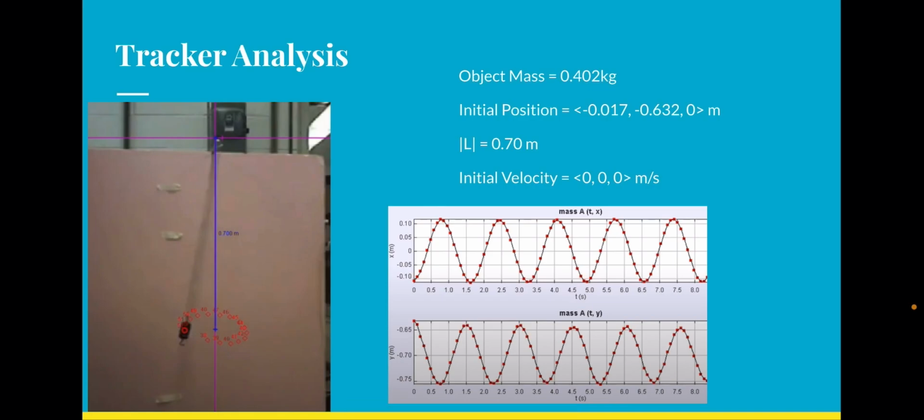Using the video we were given and putting it in Tracker, we can determine that the mass of the object was 0.402 kilograms, and the initial position was negative 0.017, negative 0.632, and 0 meters. L, or the stretched length of the string, was about 0.7 meters, and the initial velocity was this zero vector, meters per second.